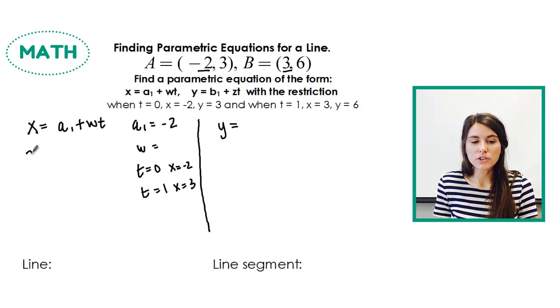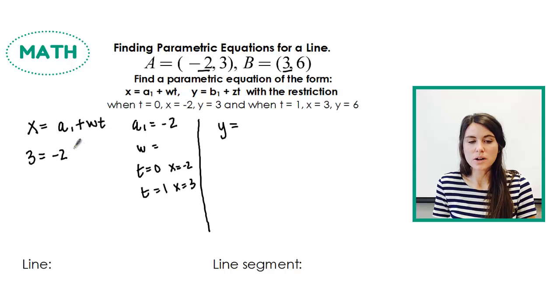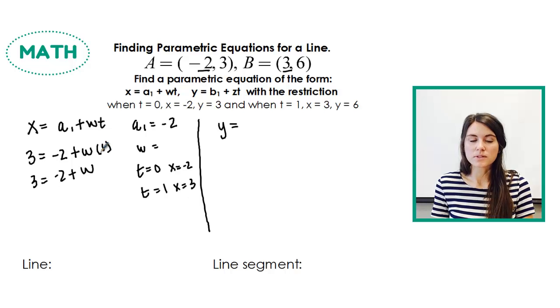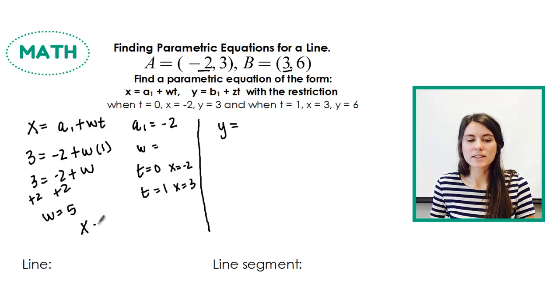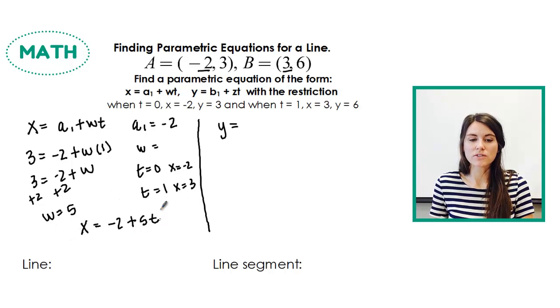So when x is 3, a1 is always -2, so that's going to stay -2, plus w times t, which is 1. And then I just solve for w. So 3 equals -2 plus w. w times 1 is w. Then I add 2 to both sides, and I get w equals 5. So the equation for x is going to be x equals my initial x value, which was -2, plus w, which I solved for to be 5, times t. So that is my parametric equation for x.